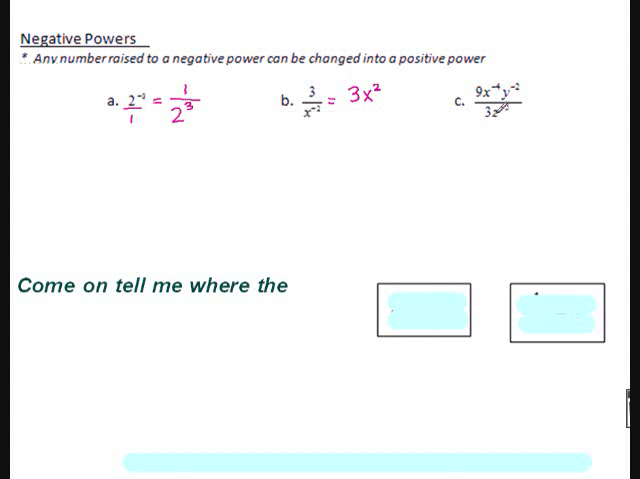Alright, and here, let's move all of them, and then we'll figure out what we got. 9 divided by 3 simplifies to 3. X to the negative 4 puts x to the positive 4 in the denominator. Y to the negative 2 puts y squared in the denominator. And the 3 I already dealt with, right? Z to the negative 5, I put z to the positive 5 up in the numerator. And that is how you deal with negative exponents. You want to definitely get rid of them before you start simplifying.